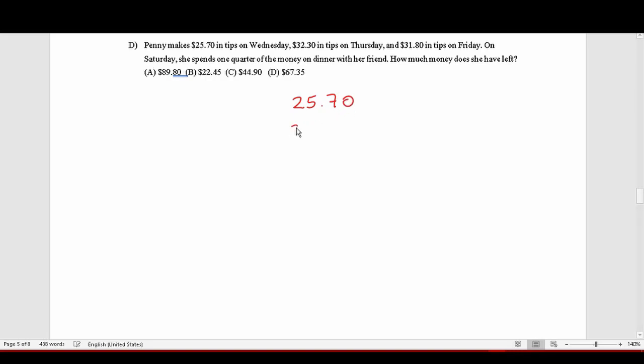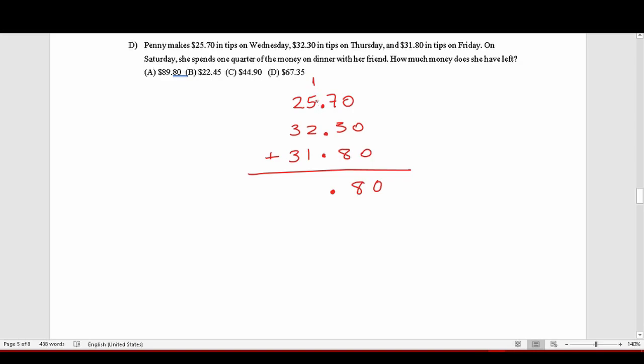$25.70 plus $32.30 plus $31.80. Let's go ahead and add up those amounts. 0 plus 0 plus 0 is 0. Again, take care to keep your decimals lined up as best you can. 7 plus 3 is 10 plus 8 is 18. Carry the 1. Drop down your decimal in place.